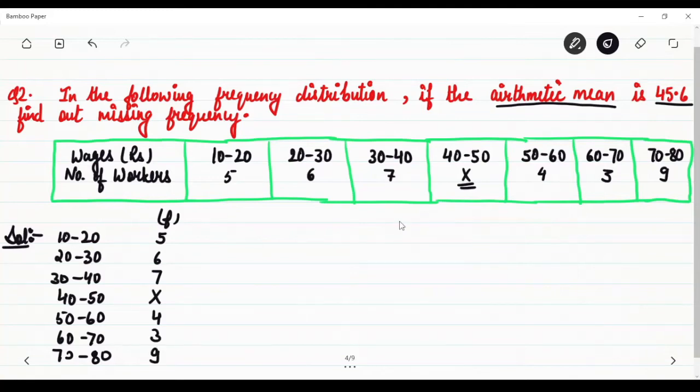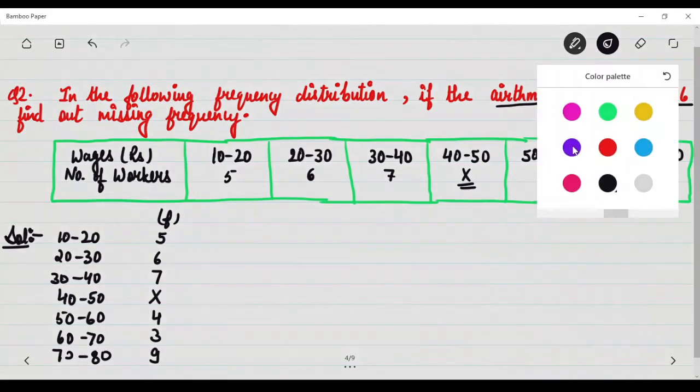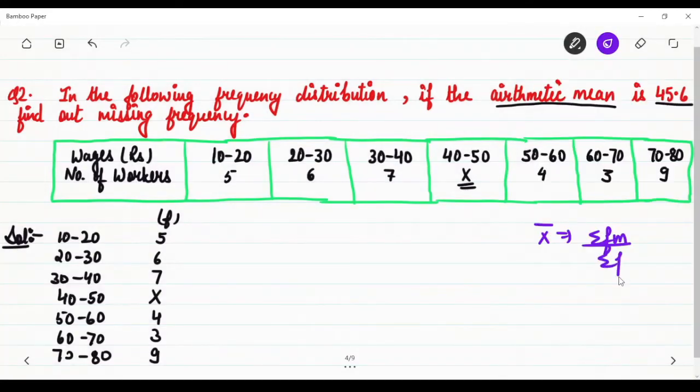Now let us first write down the formula that we need to solve. Mean equals sigma fm upon sigma f. We will use this formula to calculate the missing frequency. So according to the formula, what we need is sigma fm. So we need to calculate the mid value. Mid value calculation is the easiest part: 10, 15, 25, 35, then 45, 55, 65 and 75.